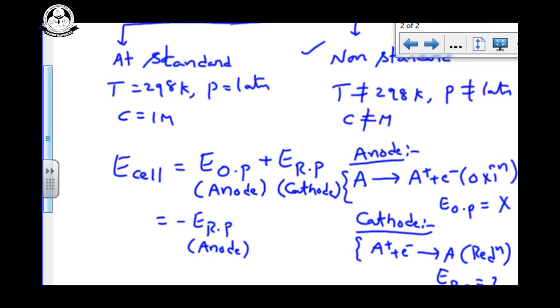You have to say anode is always oxidation potential, but I change the sign. I change the sign means oxidation potential becomes reduction potential, plus E reduction potential at cathode. Otherwise, you can change the reduction potential. First time I kept the cathode constant and changed the anode. Now I keep the anode constant: E oxidation potential at anode minus E oxidation potential at cathode.